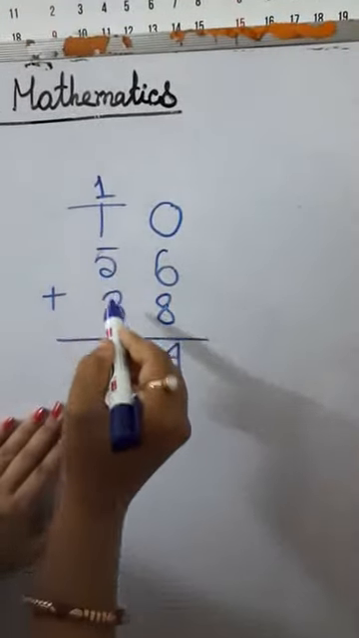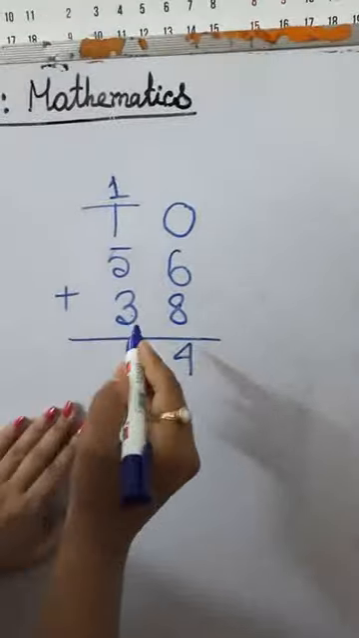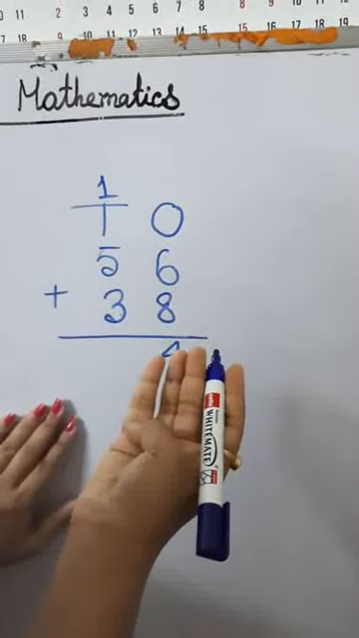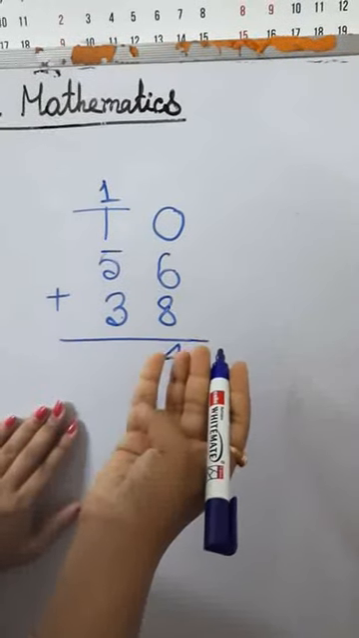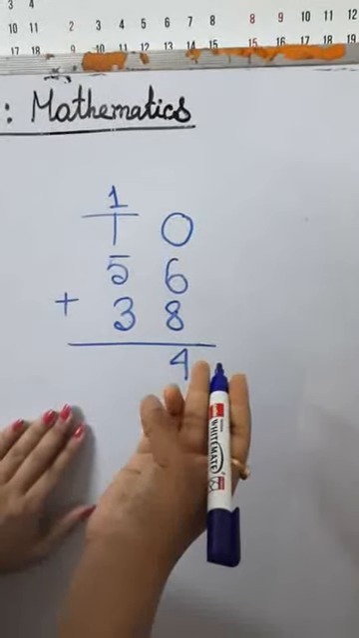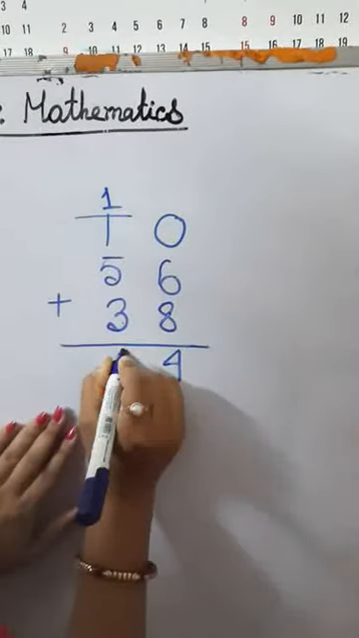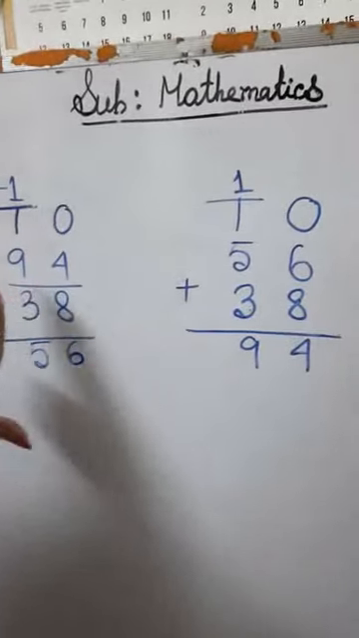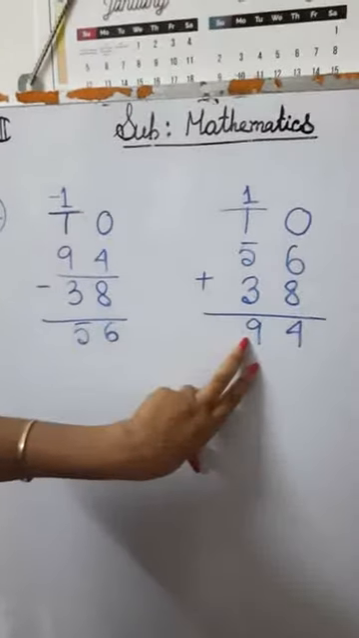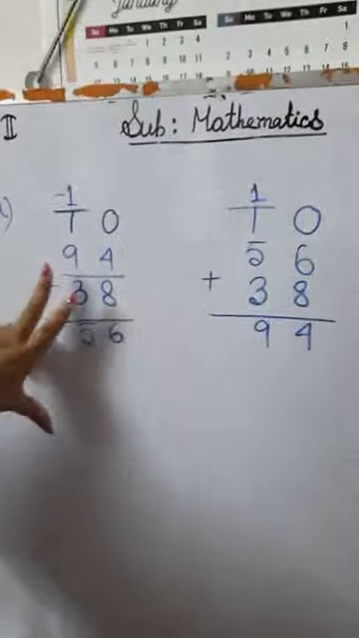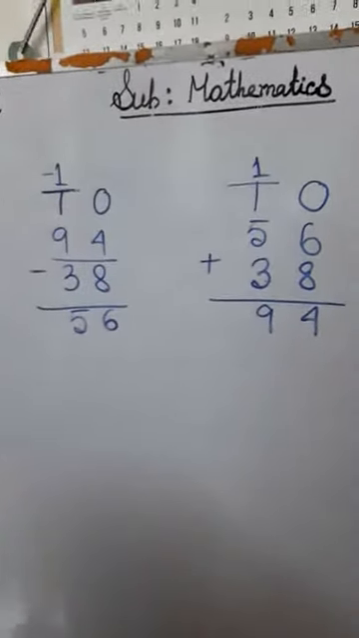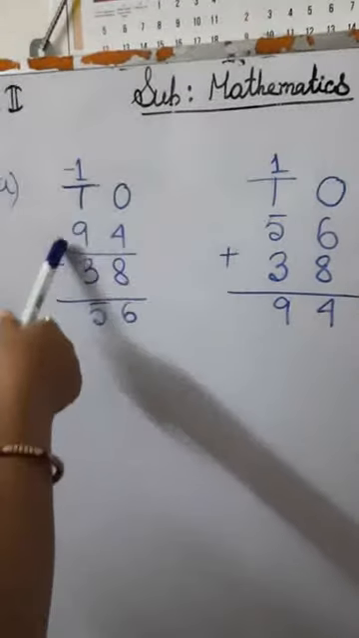That is 3 plus 1, that is 4. 4 plus 5: 5, 6, 7, 8, 9. My dear students, you see that we get the number 94. Here also this bigger number is 94. So that means we did the subtract correctly.